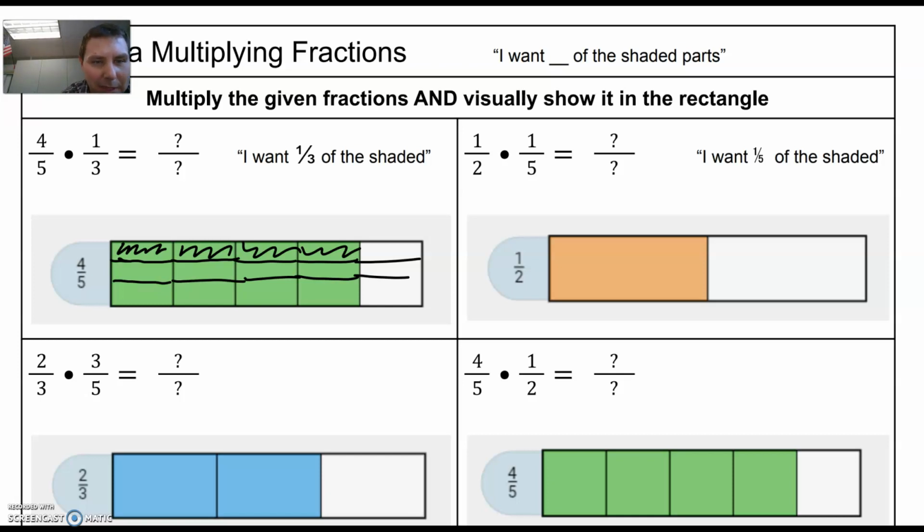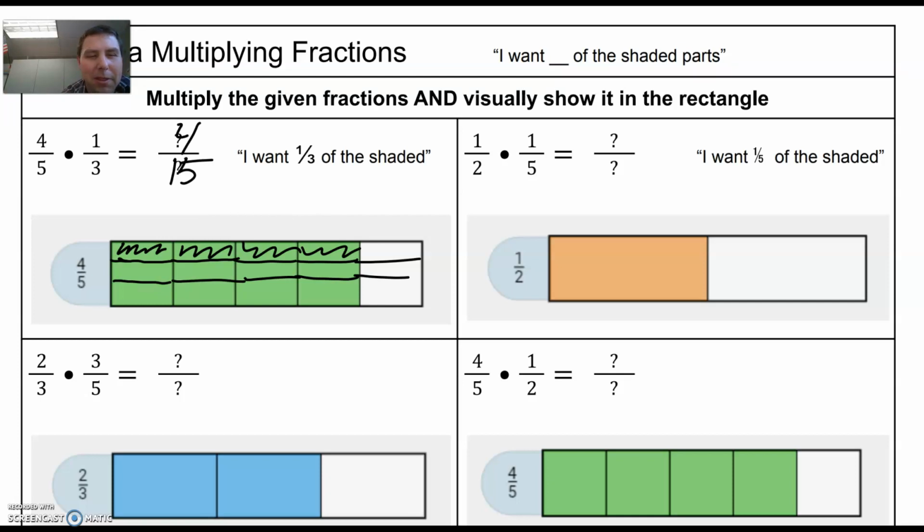What's happened is that the size of that piece is much, much smaller. And in fact, if we were to count each of these, 1, 2, 3, 4, 5, 6, 7, 8, 9, 10, 11, 12, 13, 14, 15, my size, or the denominator, is 15. And of that, I only want 1, 2, 3, 4. So visually, we can see that pretty easily.